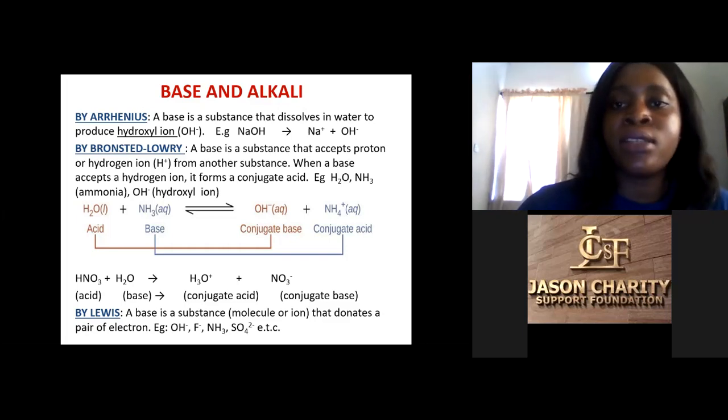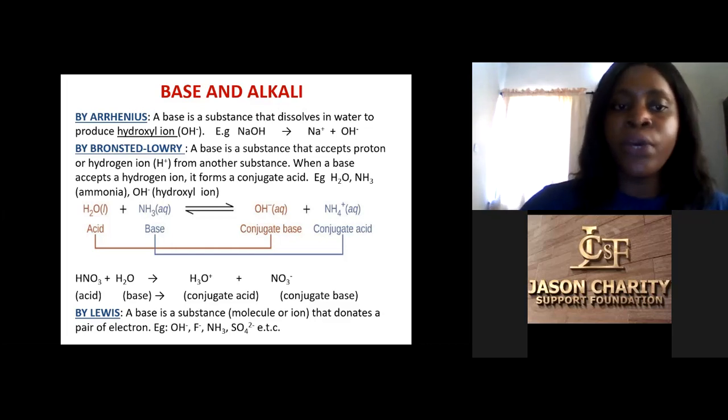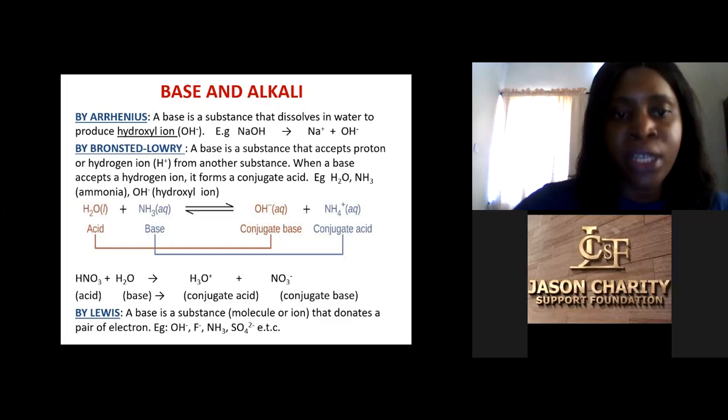A base is a substance that accepts a proton or hydrogen ion from another substance. So when a base accepts a hydrogen ion, it forms a conjugate acid. For example, we have water and also ammonia. So we also have a reaction between water and ammonia.